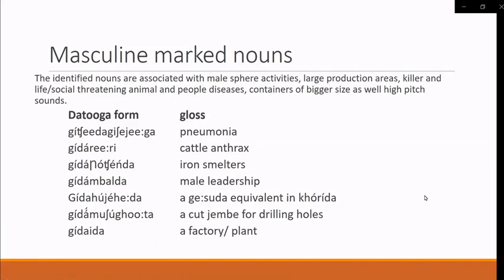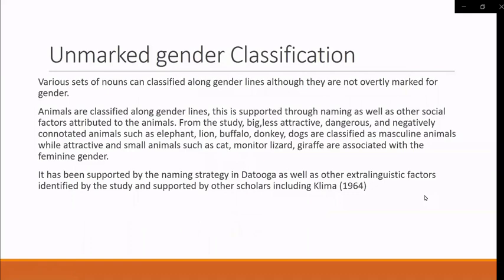So those are the two sex-denoting suffixes which classify nouns in Datooga through a gender-marked classification. Now, the unmarked gender. Here we have various sets of nouns that can be classified along gender lines, although they are not overtly marked for gender.